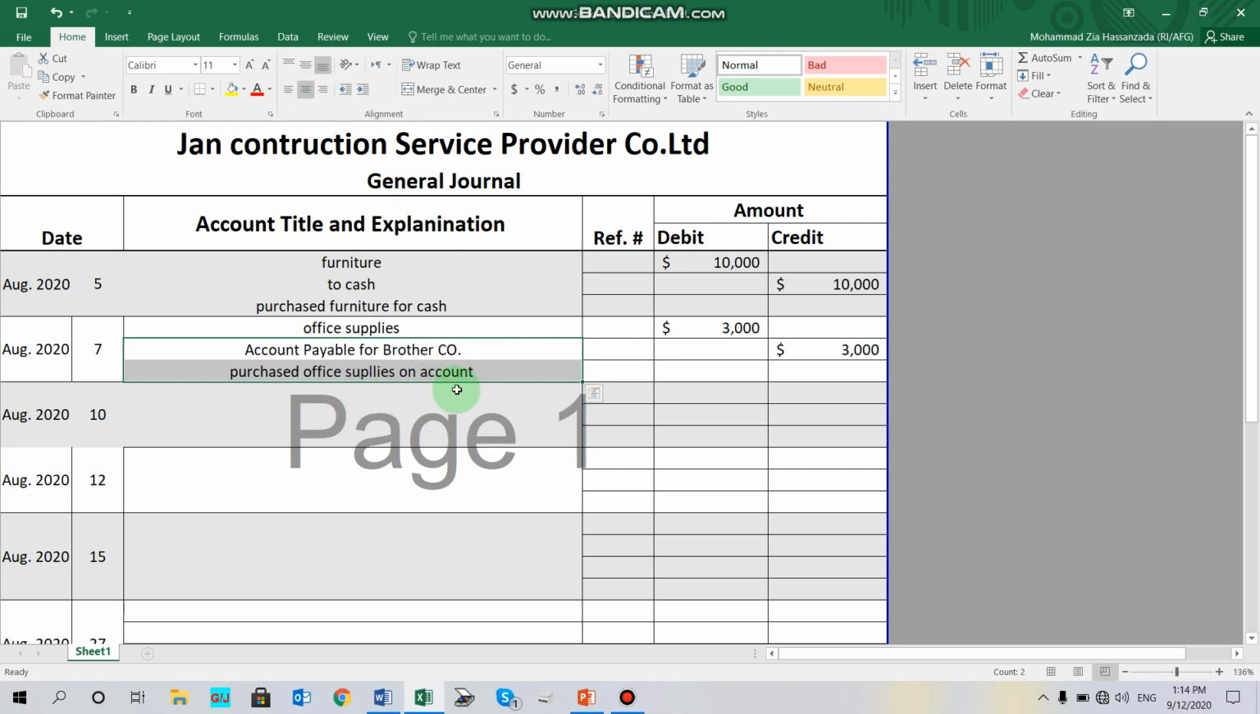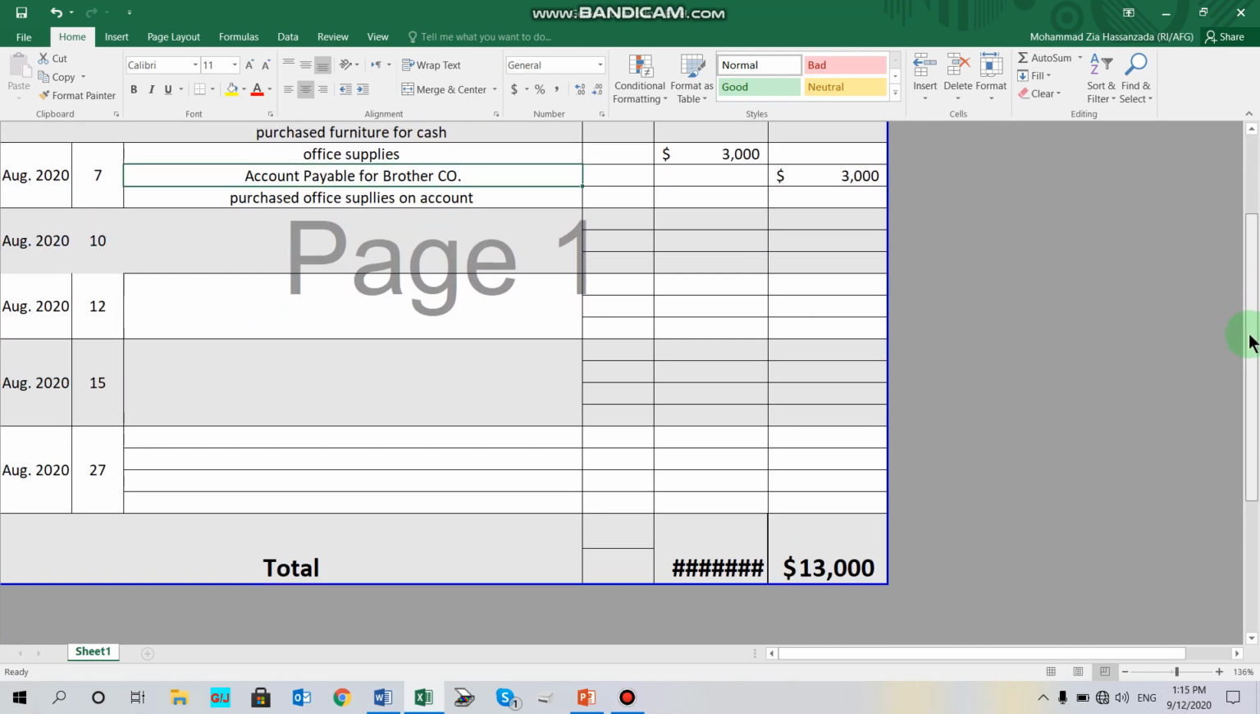So it is better to understand that when we record the general entries, when we purchase assets on credit basis, the account is created as a liability, which is a credit amount of 3,000. One more thing you have to consider is that in journals your total amount of debit and credit should always be equal.